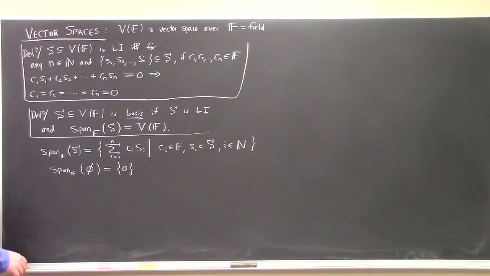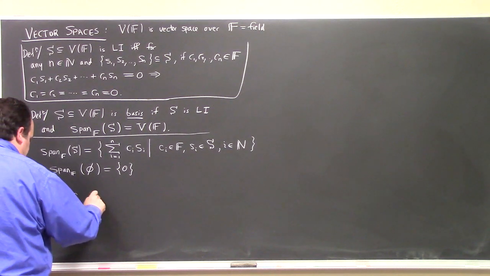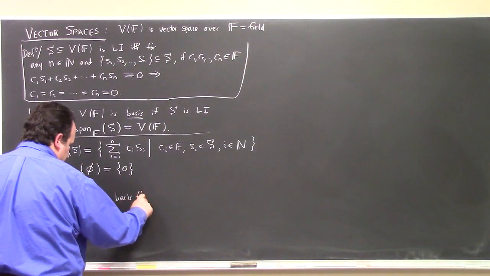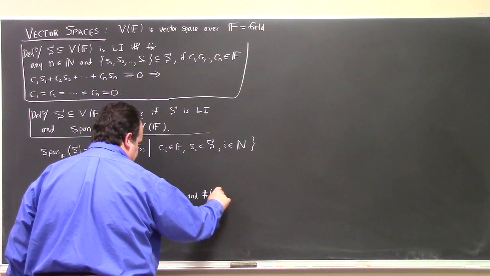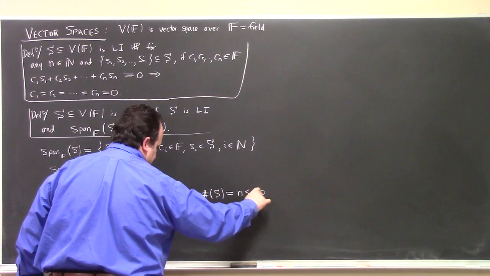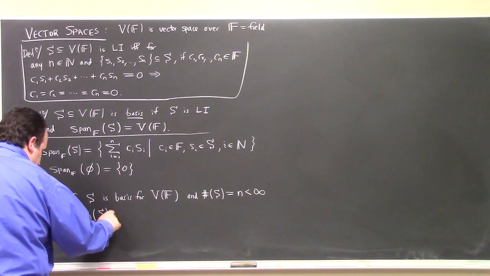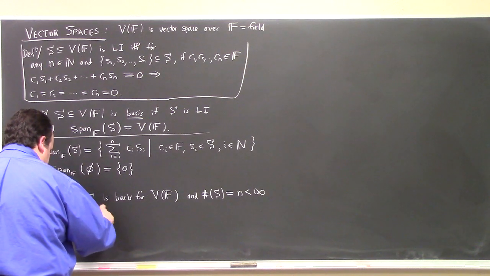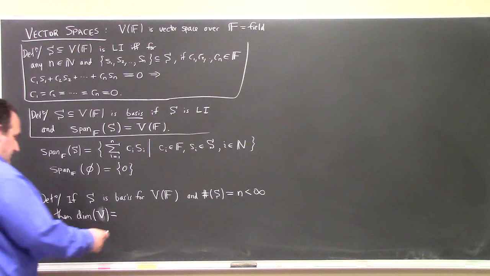All right, now, so that's the basic thing, right? So if your vector space has a basis, if S is a basis for V, and suppose the number of things in S is equal to n, suppose it's less than infinity, then the dimension of V is what? That was the number of vectors in the span. Right, exactly. So it's equal to n.